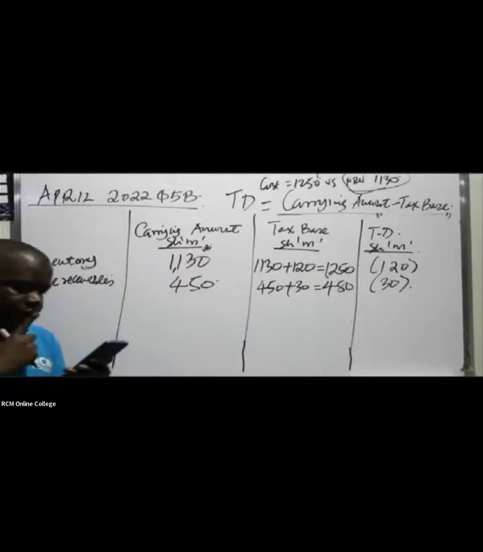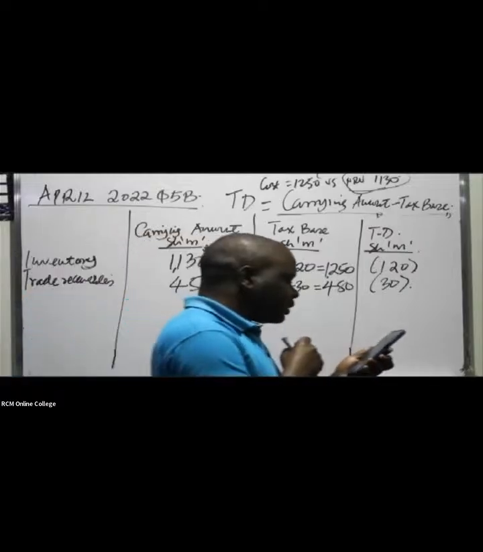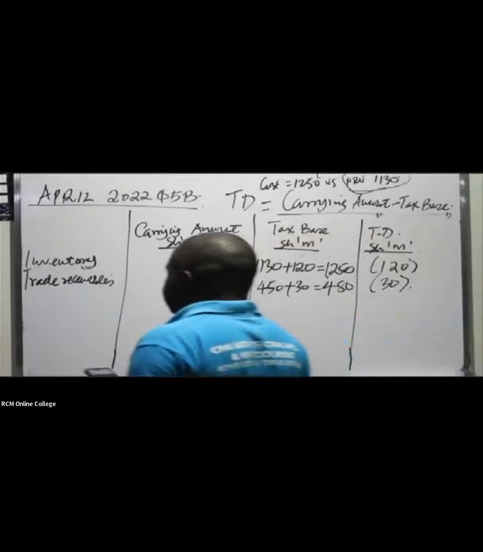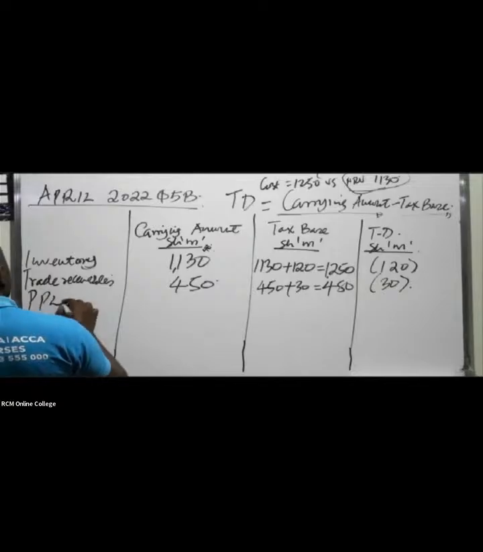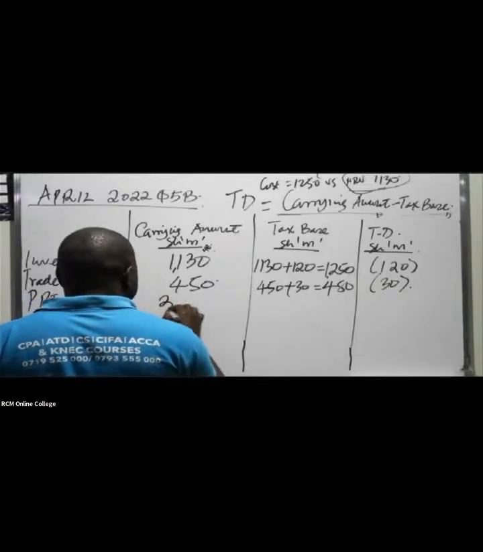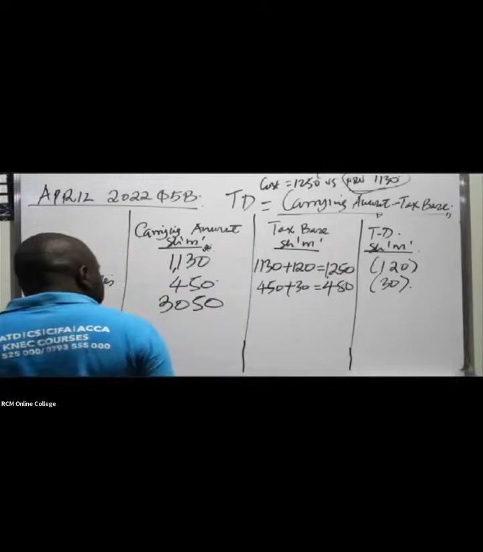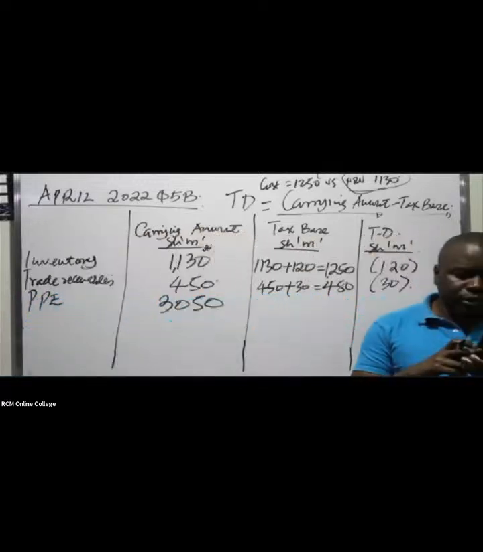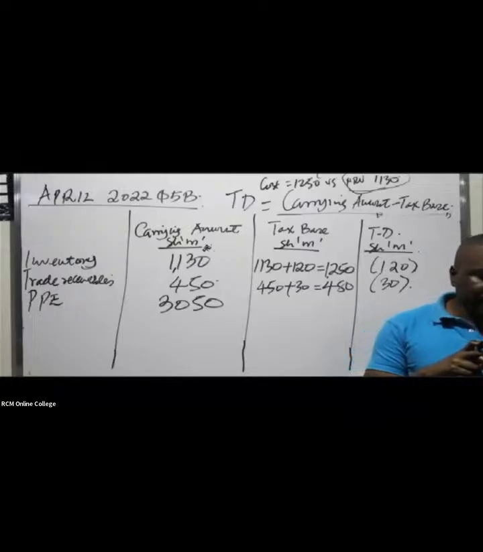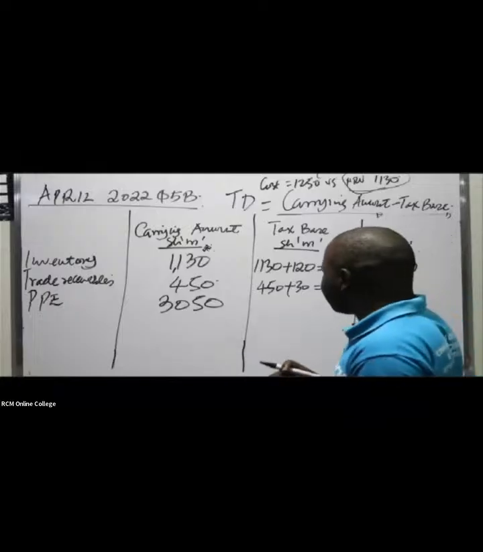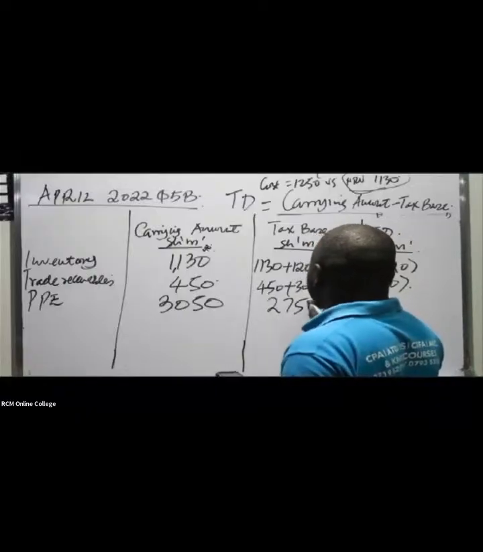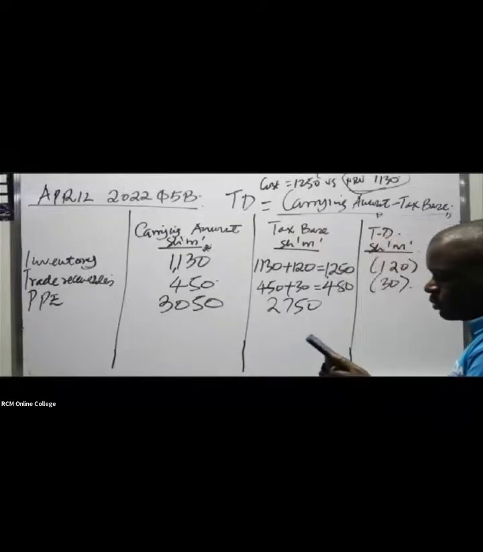Next one there. It is saying property, plant, and equipment has a carrying amount of 3050. This one we've already been told, PPE. The carrying amount is 3050 million, and the tax base is 2750. So how simple was this one? You are already being given the tax base, 2750. So that means in this case the TD is how much?